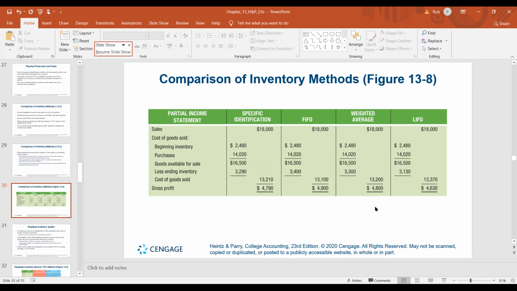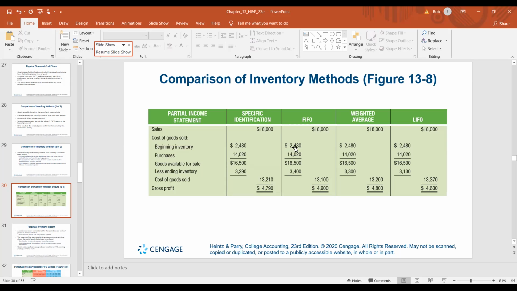It would have to be. So 49, 48, 46. And then specific ID could be anything. It just depends what you sold. For example, if everybody bought the new stuff, then this would be higher than these other three probably, okay? Because it would be a mix of the oldest, okay?